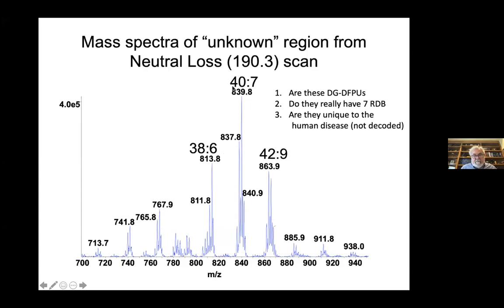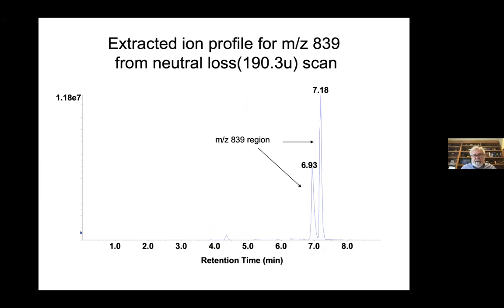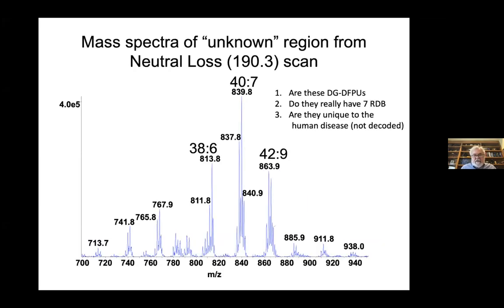And one of the most abundant species is a 40 carbon with 7 double bonds, and 38 with 6, and 42 with 9. Very strange. But the question we had is, does this really have 7 double bonds in it? That's sort of unusual. So we looked at the 839 region. That's the region right here, 839.